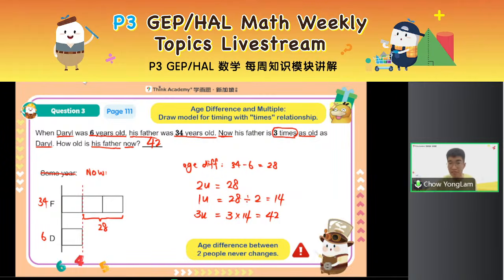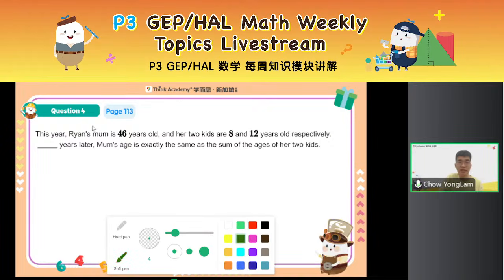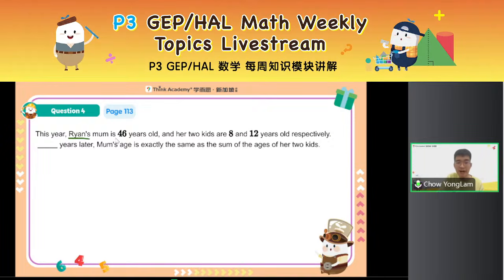Are there some more funky age problems? There are. So let's look at the next question. It's in page 113. Are you ready? Let's read the question together. This year, Ryan's mom is 46 years old, and her 2 kids are 8 and 12 years old, respectively. How many years later, mom's age is exactly the same as the sum of the ages of her 2 kids?